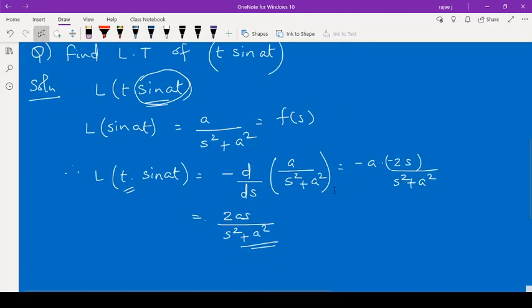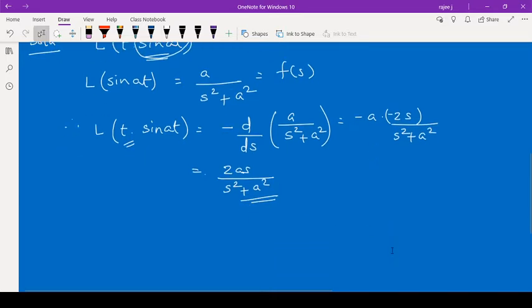So on differentiating this one, you will get 2as upon (s square plus a square) the whole square. Sorry, here the whole square. You can apply the u by v formula there, or take a common, a constant. This is a constant, so take it out and then you can simplify it. 2as upon (s square plus a square) the whole square.